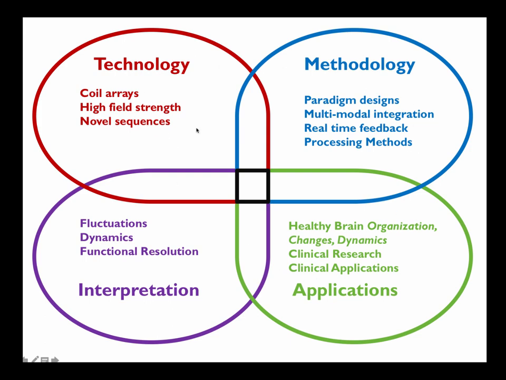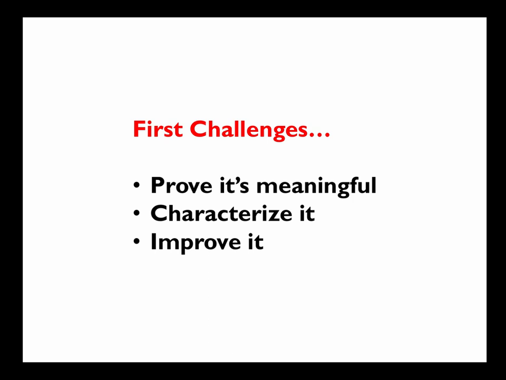With technology, you get better signal to noise and better speed. Methodology makes the most of that and optimizes the applications. And for interpretation of the signal, we're still working on understanding things like fluctuation dynamics, and pulling information from there. So these four pillars have been driving the field. Okay, so back then, what were the challenges? I put down three. First, prove that it means something, then characterize it, and then improve it.